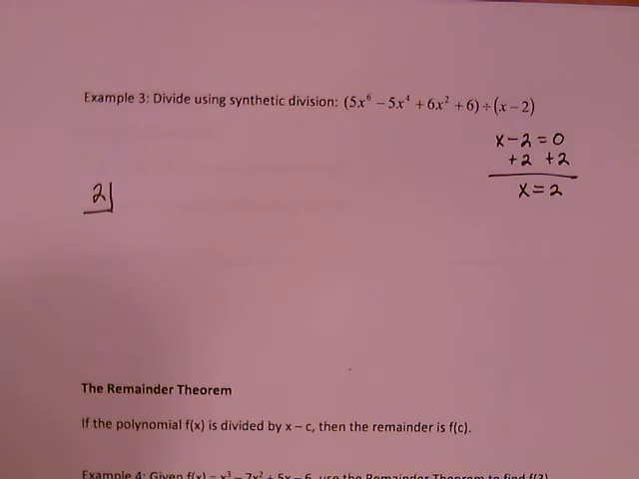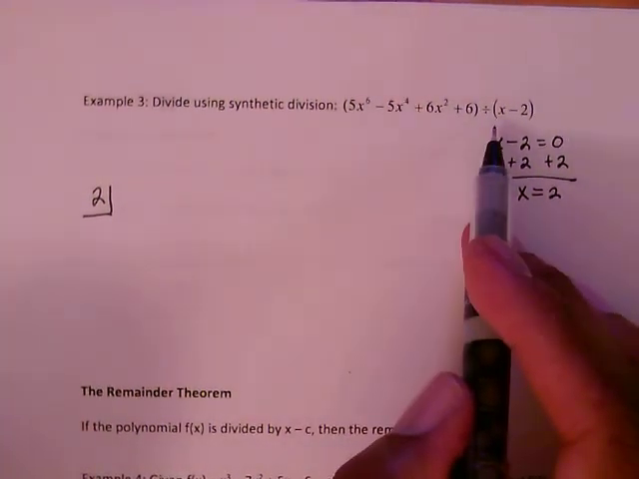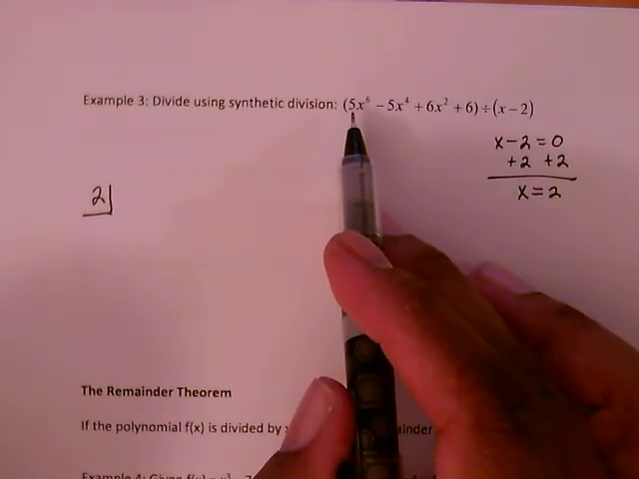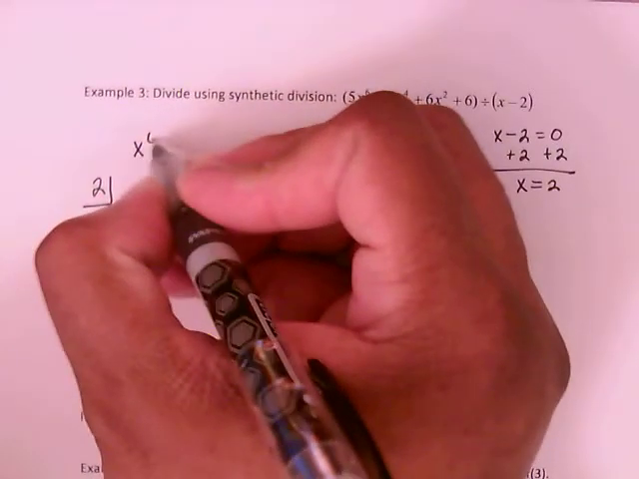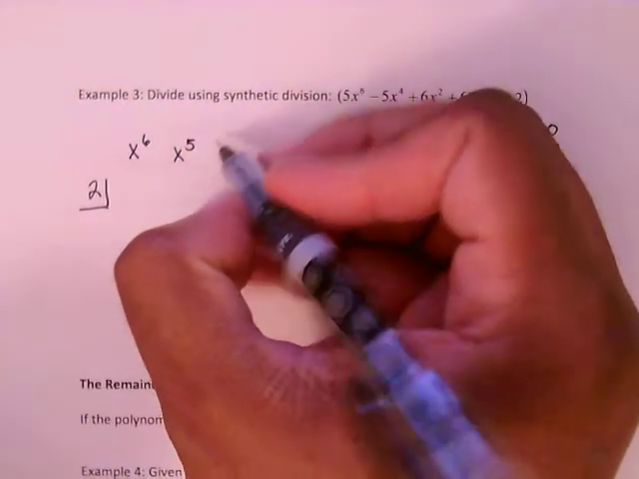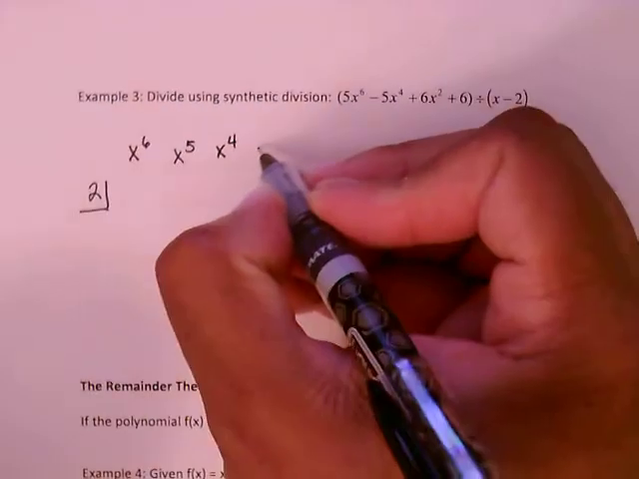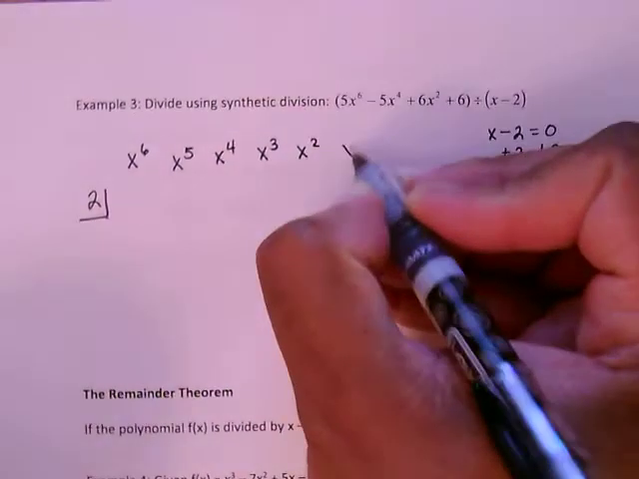And just like in that last example, there are some terms that are missing here in this dividend. We got x to the 6. And if this helps, the highest is x to the 6. That means you must have a coefficient for x to the 5th, and then x to the 4th, x cubed, x squared, and x, and a constant.